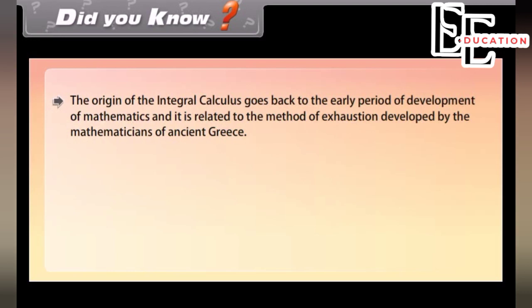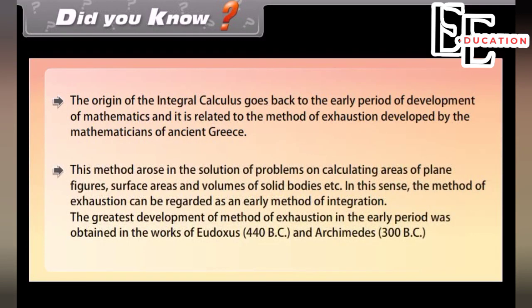Did you know? The origin of the integral calculus goes back to the early period of development of mathematics, and it is related to the method of exhaustion developed by the mathematicians of ancient Greece. This method arose in the solution of problems on calculating areas of plane figures, surface areas, and volumes of solid bodies, etc. In this sense, the method of exhaustion can be regarded as an early method of integration. The greatest development of method of exhaustion in early period was obtained in the works of Eudoxus 440 BC and Archimedes 300 BC.